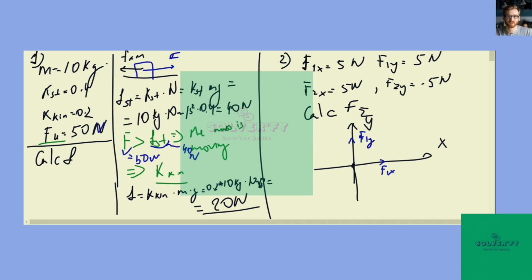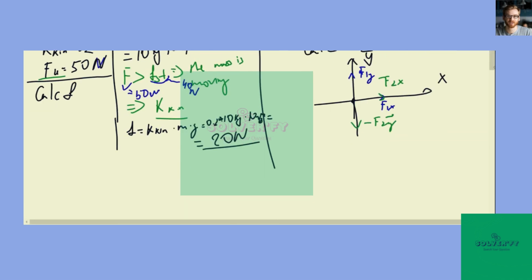While this F2 has an x component of, also, 5 newtons, so therefore it's F2x, and a y component of negative 5 newtons, which is here F2y. So therefore the total force acting on the object at the origin: the total y component equals F1y plus F2y, which is 5 minus 5 newtons, which is 0.